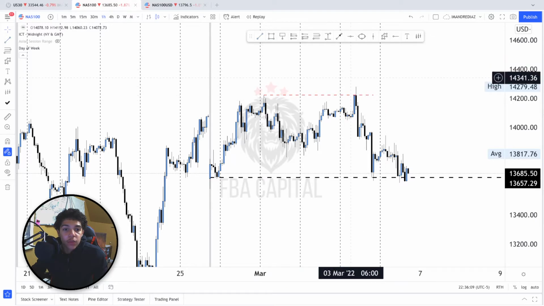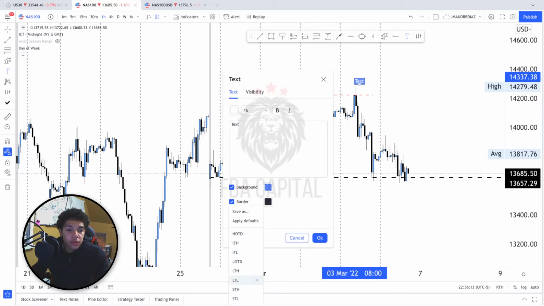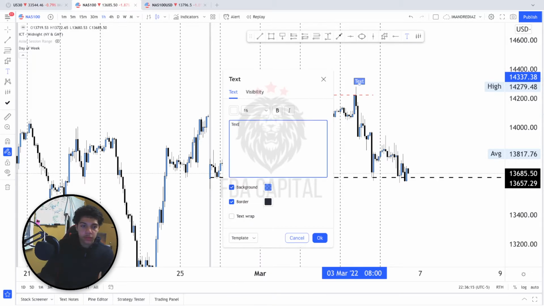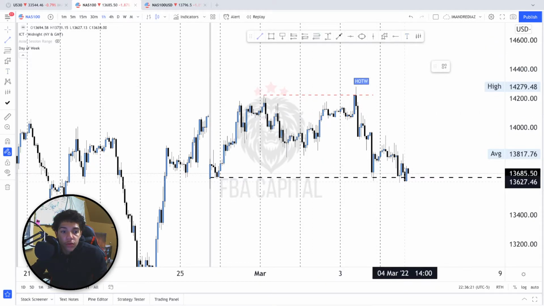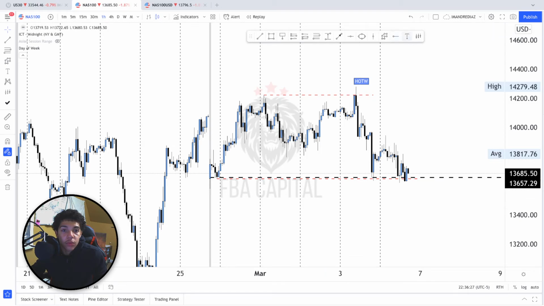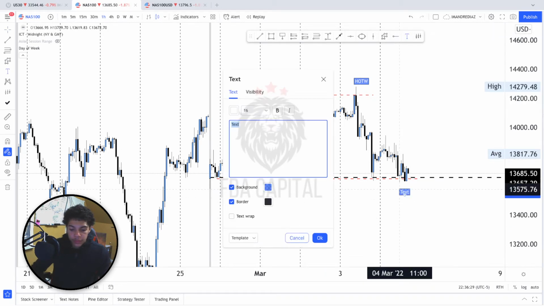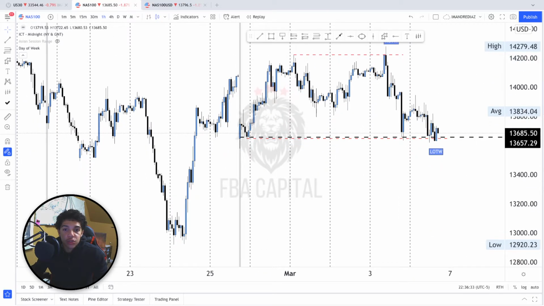So we got the high of the week on Thursday. Right up here, we got the high of the week on Thursday. And then we have the low of the week on Friday. So we came down and cleared these lows right over here. And it made the low of the week on Friday. Just like this. Now, where could you have potentially got some trades on?